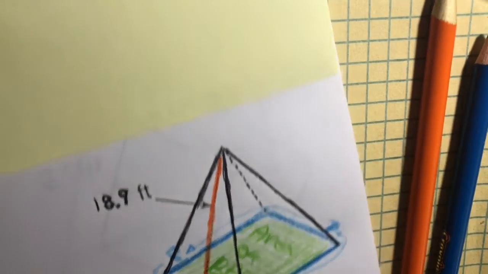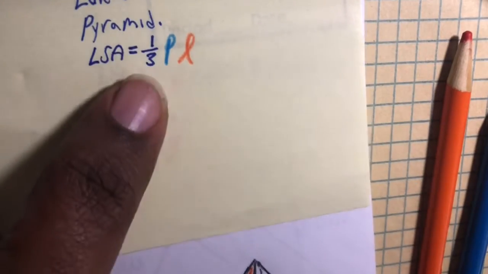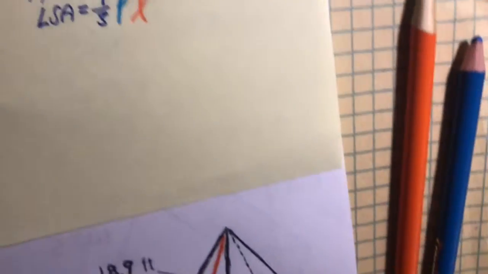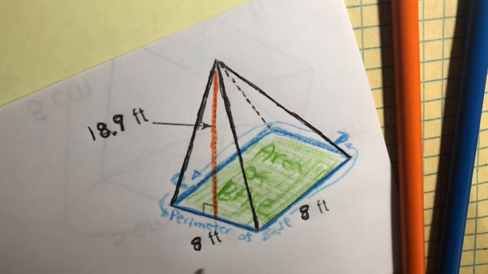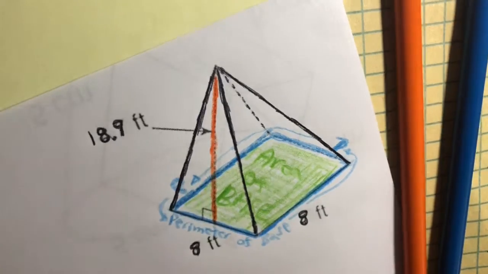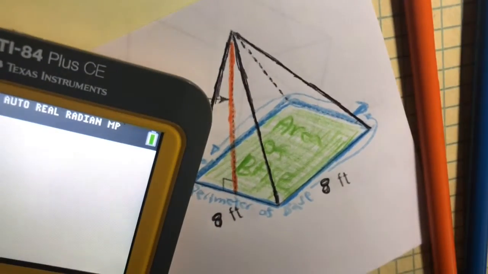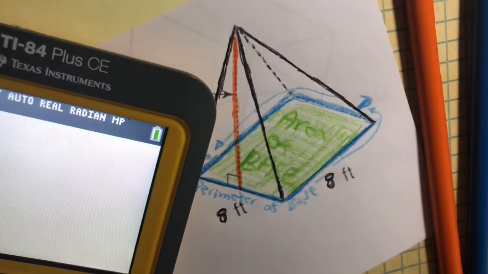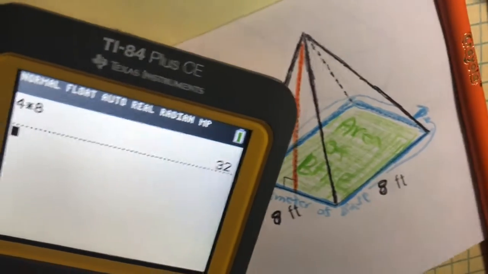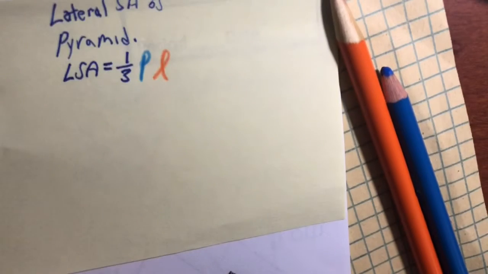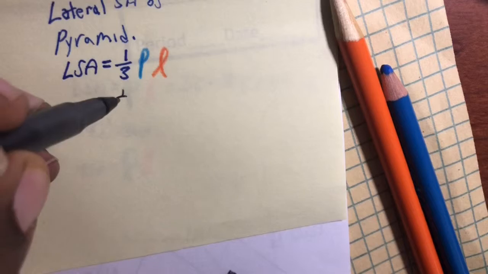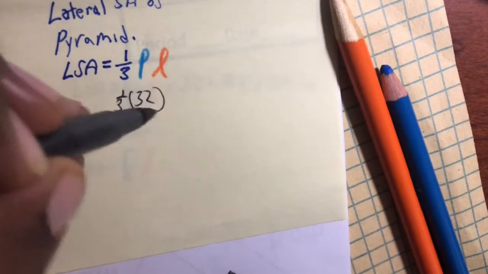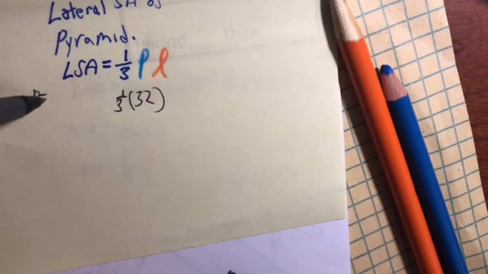Okay, so in order for me to do lateral surface area, I need to first find the perimeter of the base. I'm going to do that by taking all the sides and adding them up. So if you have 8 and 8 and 8 and 8, you just add that up, right? So what is that? 4 times 8, which is 32. Bam, see? So that is going to be 1/3 of 32, which I got by doing 4 times 8.